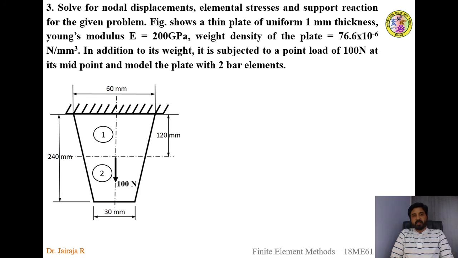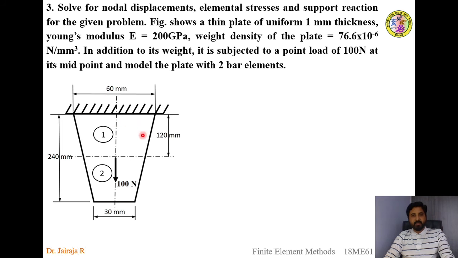Next we will move to the third type of problem. Solve for nodal displacement, elemental stresses and support reaction for the given problem. Figure shows a thin plate of uniform 1 millimeter thickness. Young's modulus E is equal to 200 gigapascal. Weight density of the plate is 76.6 into 10 raised to minus 6 Newton per millimeter cube. In addition to its weight, it is subjected to a point load of 100 Newton at its midpoint, and model the plate with two bar elements.